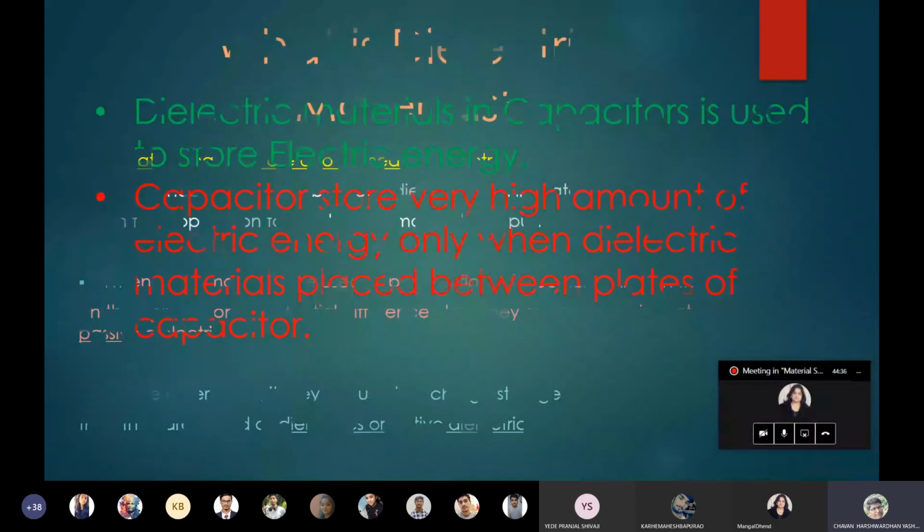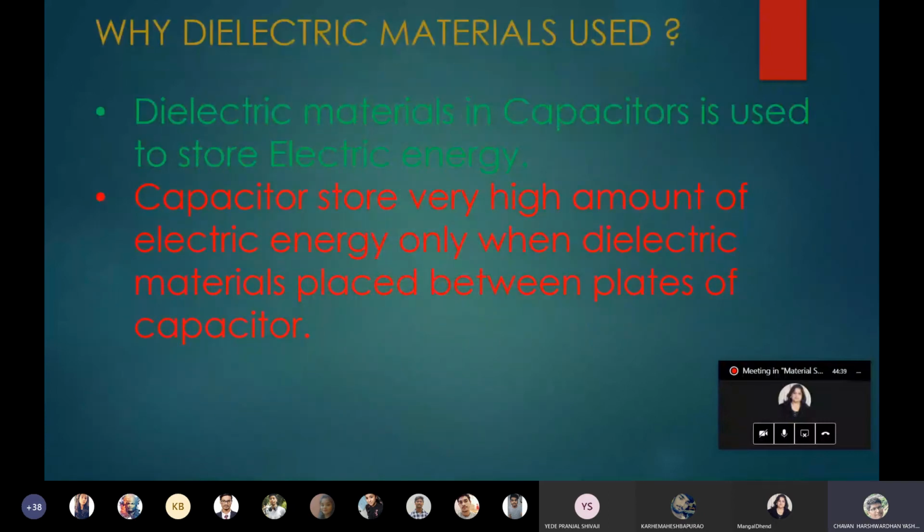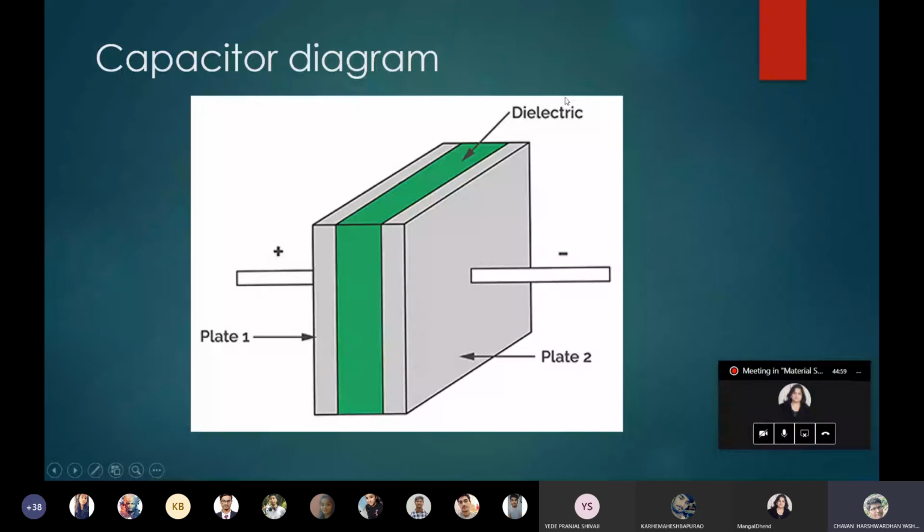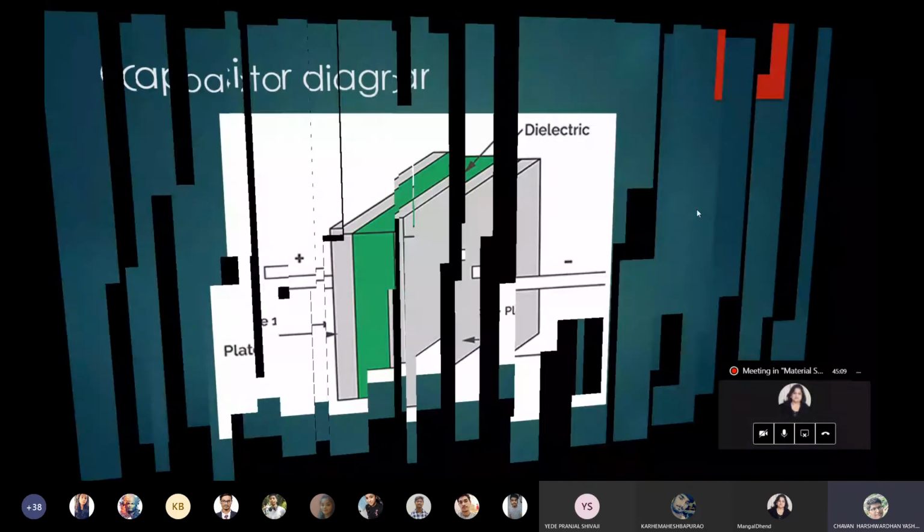Then why are dielectric materials used? Dielectric material in a capacitor is used to store electric energy. Capacitors store a very high amount of electric energy only when the dielectric material is placed between the plates of the capacitor. Then we see the capacitor diagram. The green dielectric is placed between plate 1 and plate 2, and 2 poles are given. Then we see the charging and discharging of the capacitor, and how the capacitor charges and discharges.